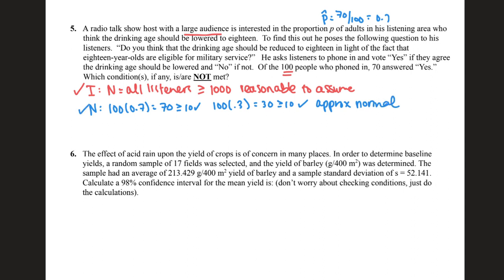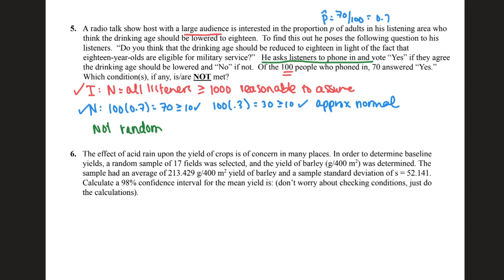Lastly, the random condition, we're looking for how our sample was chosen. Well, our sample was chosen by asking listeners to vote in. So in this case, it is not randomly selected, because it's a convenient sample. So the condition that is not met is the random condition.